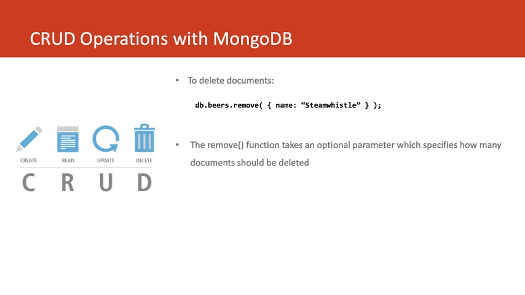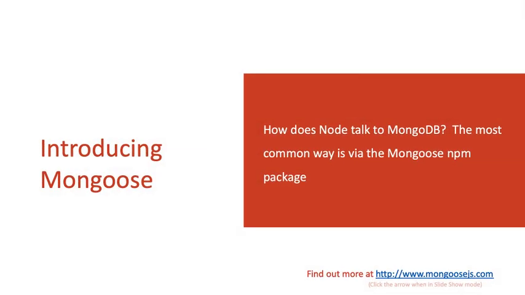To remove a document, we use, again, a similar syntax, db.beers.remove, and then we give it our search, so where the name is Steam Whistle, and it will remove the beer that is named Steam Whistle. The remove function takes an optional parameter, which specifies how many documents should be deleted. Again, by default, it just removes the first instance that it finds, but you can get it to delete all of them if you wanted to do so. And again, this is not the way that we're going to be interacting with it, but it's good to know.